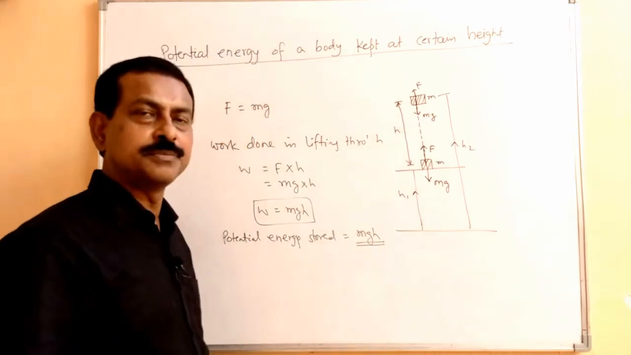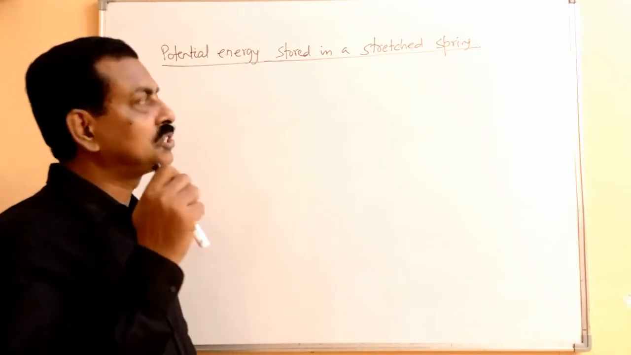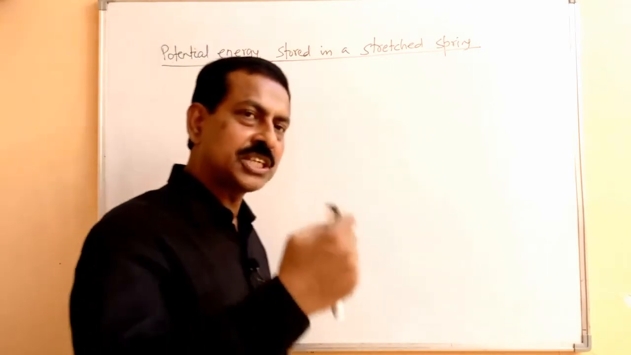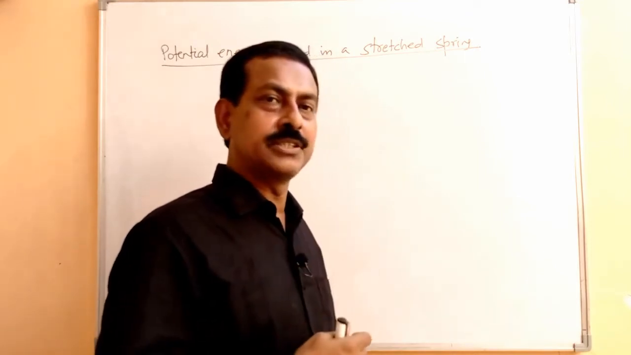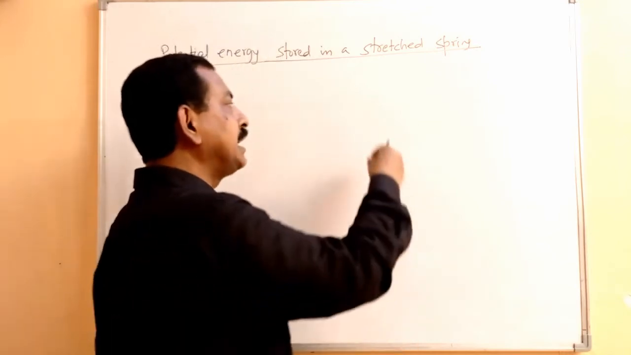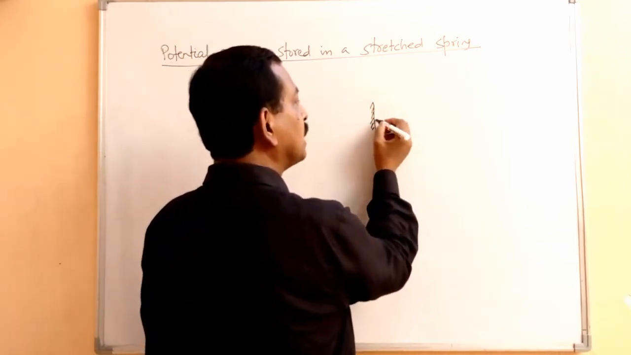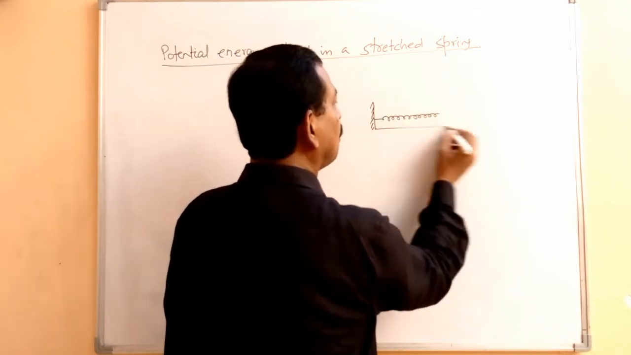So this is how you can get the potential energy of the body at a height h, or the difference of the potential energy. Let's now take the potential energy stored in a stretched spring. We are taking an ideal spring, we are stretching it, and we want to find how much potential energy is stored in it. So for this, again we'll try the same way. That means we'll try to find out what is the work done in stretching it.